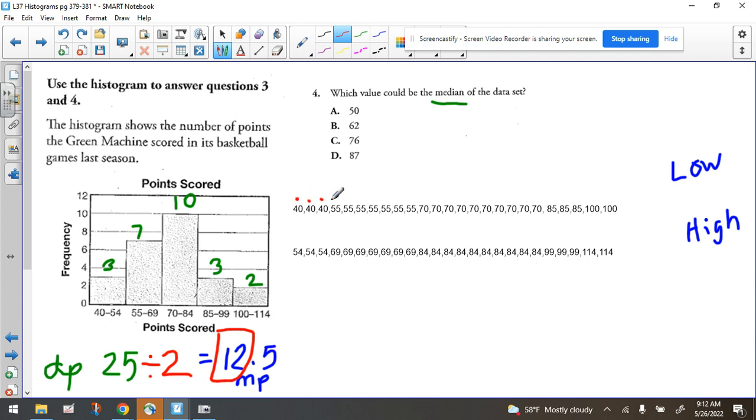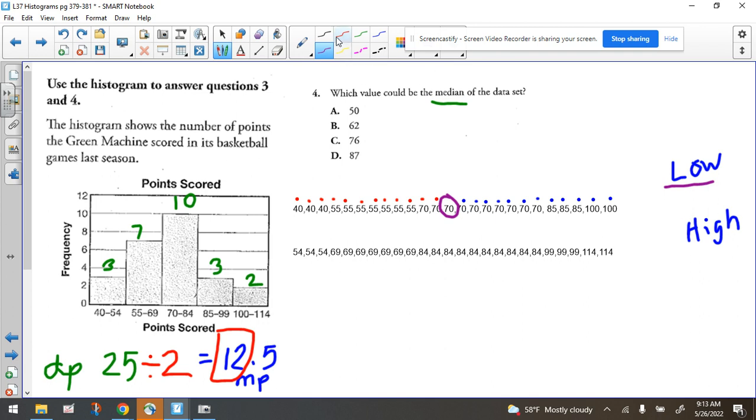1, 2, 3, 4, 5, 6, 7, 8, 9, 10, 11, 12. And let's count from the high end. 1, 2, 3, 4, 5, 6, 7, 8, 9, 10, 11, 12. So we have that one number in the middle, which is right here. That's the median if we consider all these numbers potentially being on the low end.